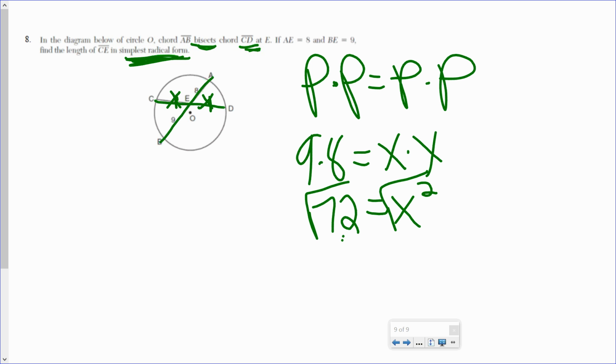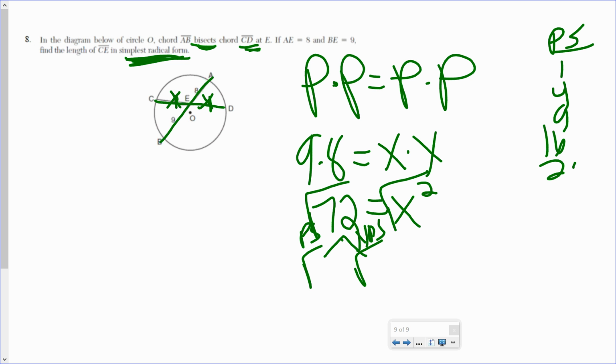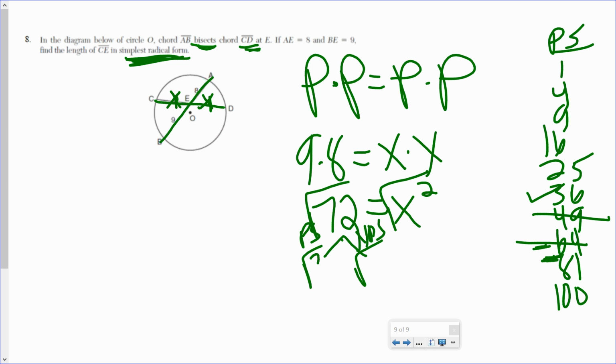While we did simplest radical form a lot with those Hill-Sass questions, I need to break it down into my perfect squares and non-perfect squares. I'm going to list my perfect squares. I'm looking for the largest perfect square that goes into 72. Can I divide 72 by 64? No. By 49? No. By 36? Yes. 36 and 2, that's step 1. Take the square root of the perfect square. Your answer is 6 rad 2.